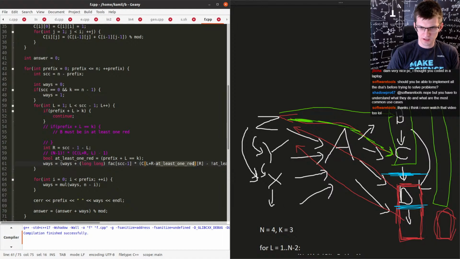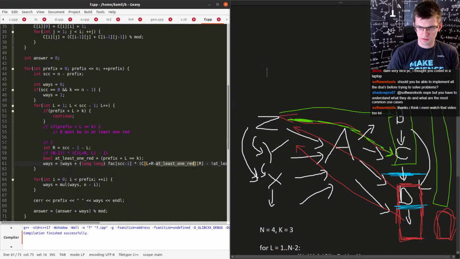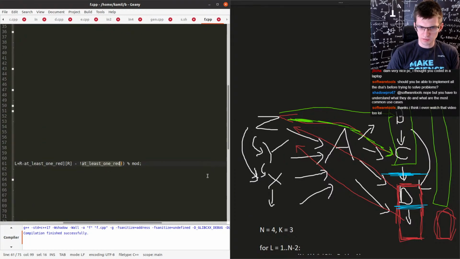This subtracts L by 1. Because Z needs to be all red. We don't have a choice. We just have a choice for the remaining L-1 elements. And what did I subtract here?